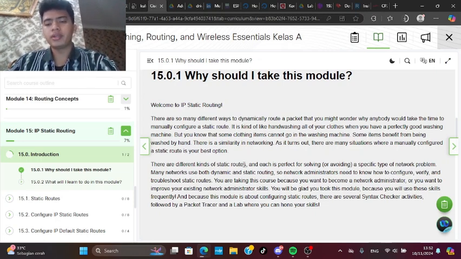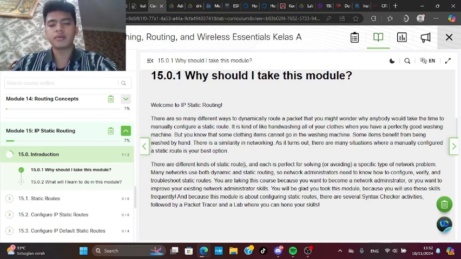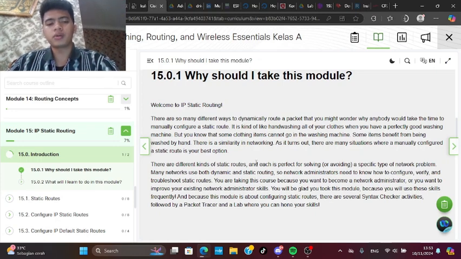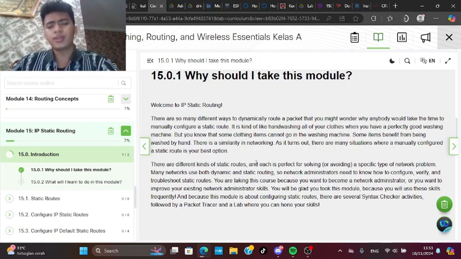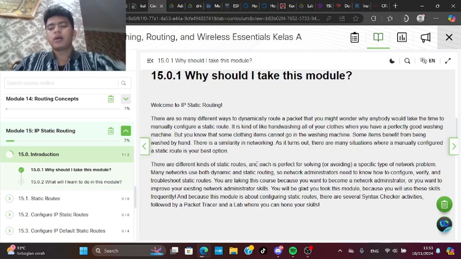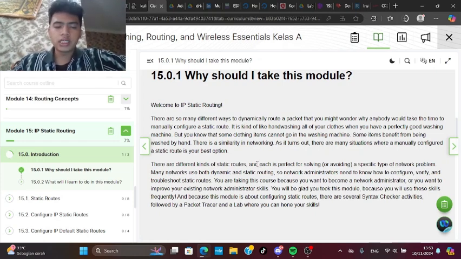There's a similarity in networking. As it turns out, there are many situations where manually configuring a static route is your best option. There are different kinds of static routes, and each is perfect for solving or avoiding a specific type of network problem. Many networks use both dynamic and static routing, so network administrators need to know how to configure, verify, and troubleshoot static routes. We are taking this course because we want to become a network administrator, or we want to improve our existing network administrator skills.